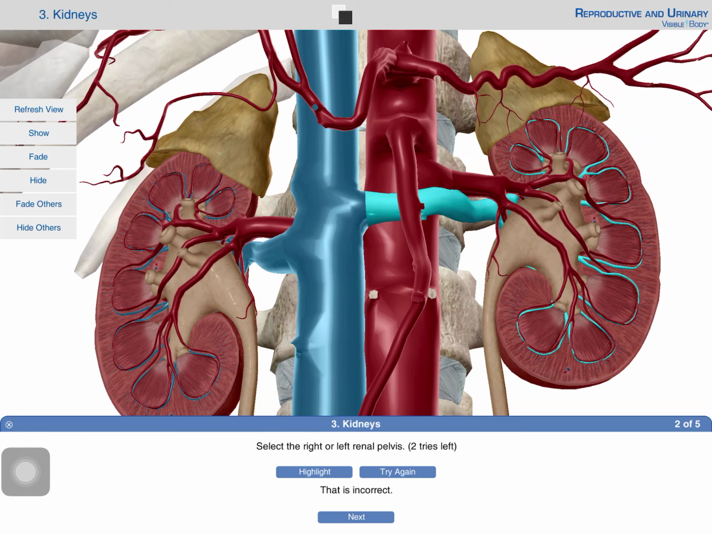So this is incorrect. Why? Because you are taking left and right the opposite way, but here vein is being asked, not artery. What is being asked here? Pelvis is being asked. So try again. Select the right or left renal pelvis. Renal pelvis is being asked here. What is the renal pelvis? Tell please.